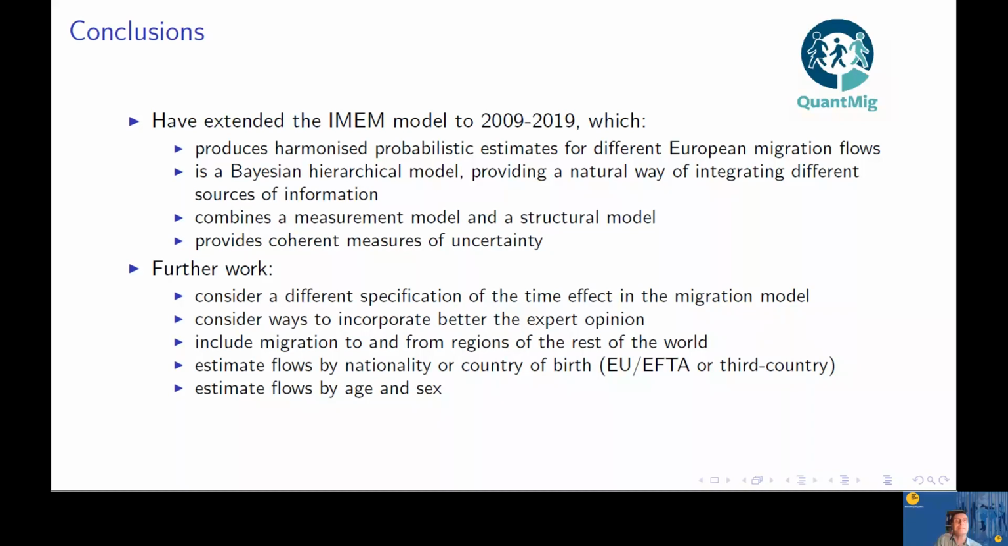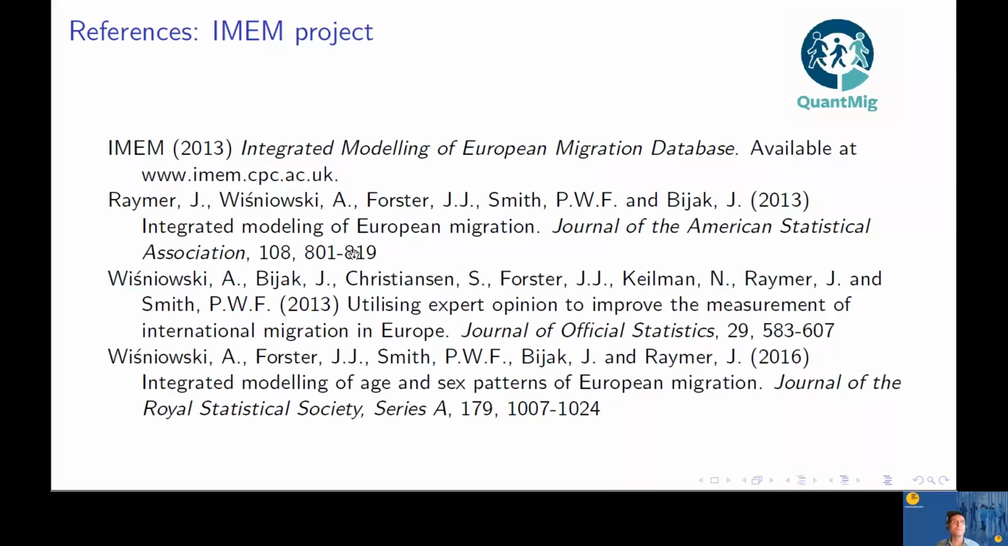We also, again, for both policy and understanding, want to break these flows down by age and sex. So if you would like to get some further information about the IMEM project, which gives details of the model that we are extending here in the work I've talked about today, here are some references.